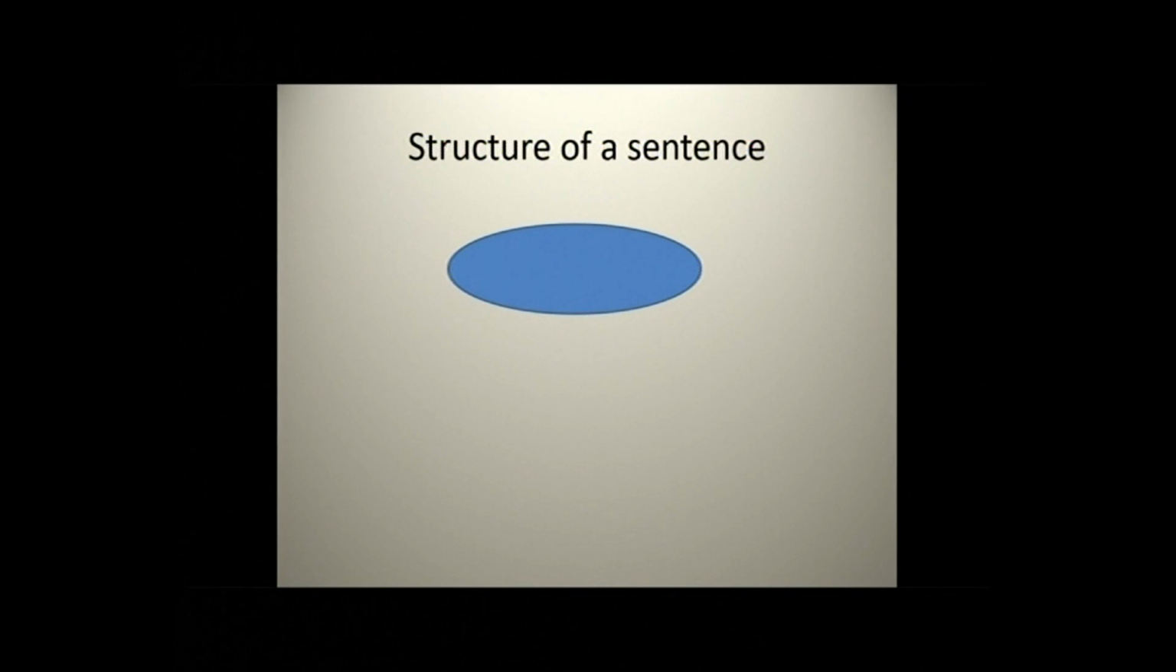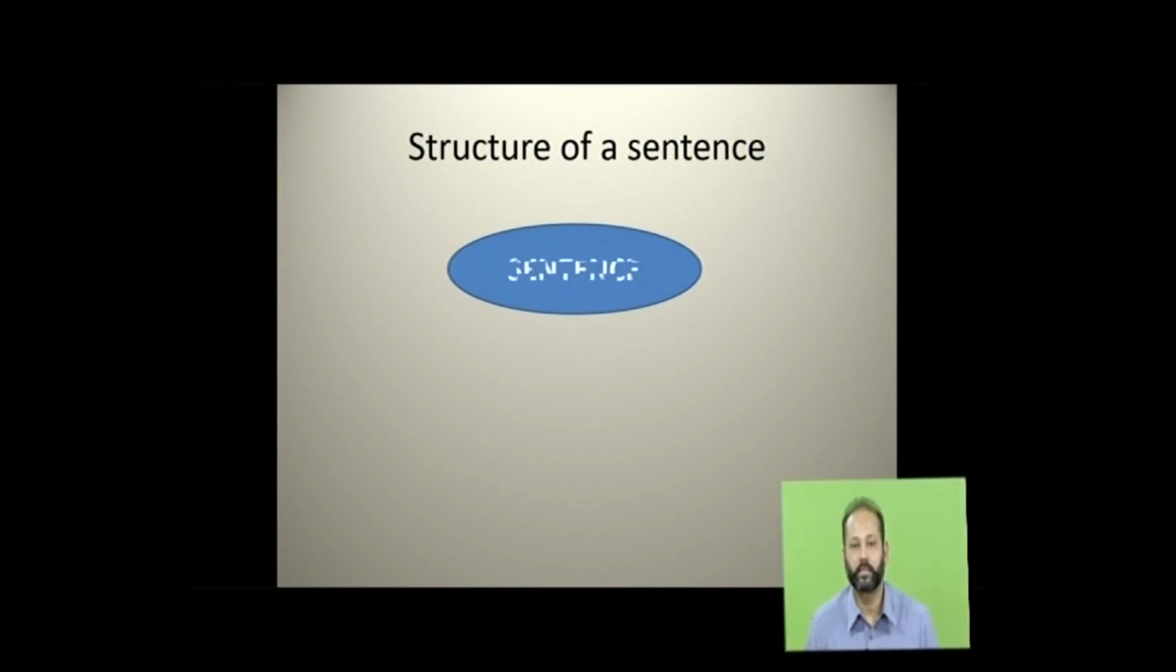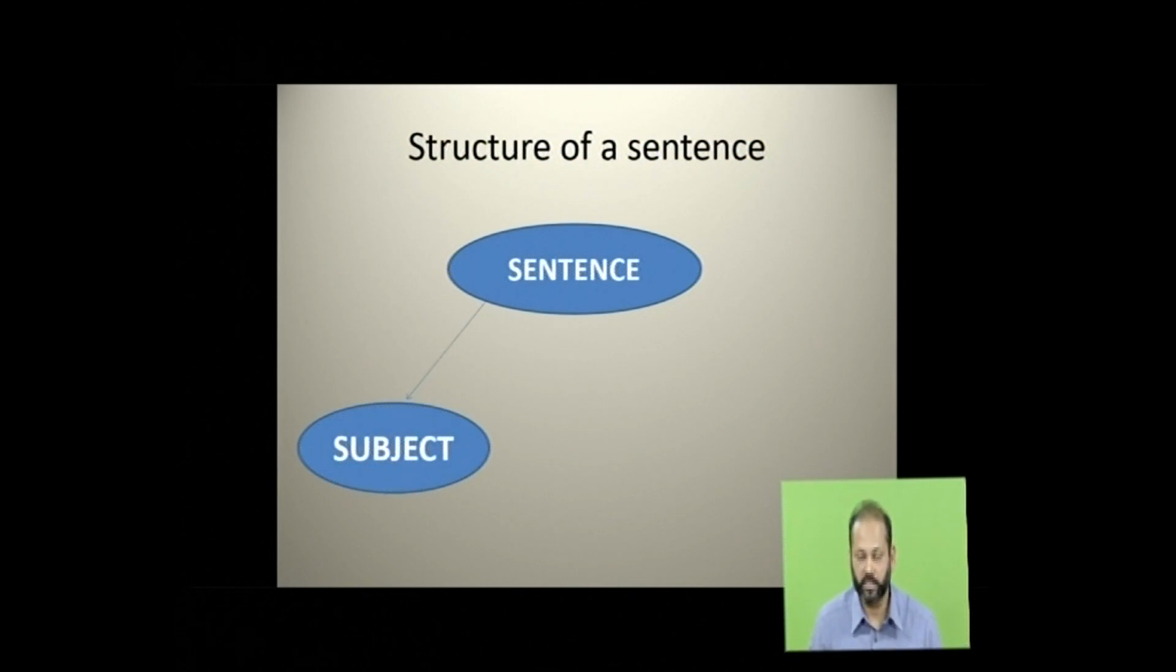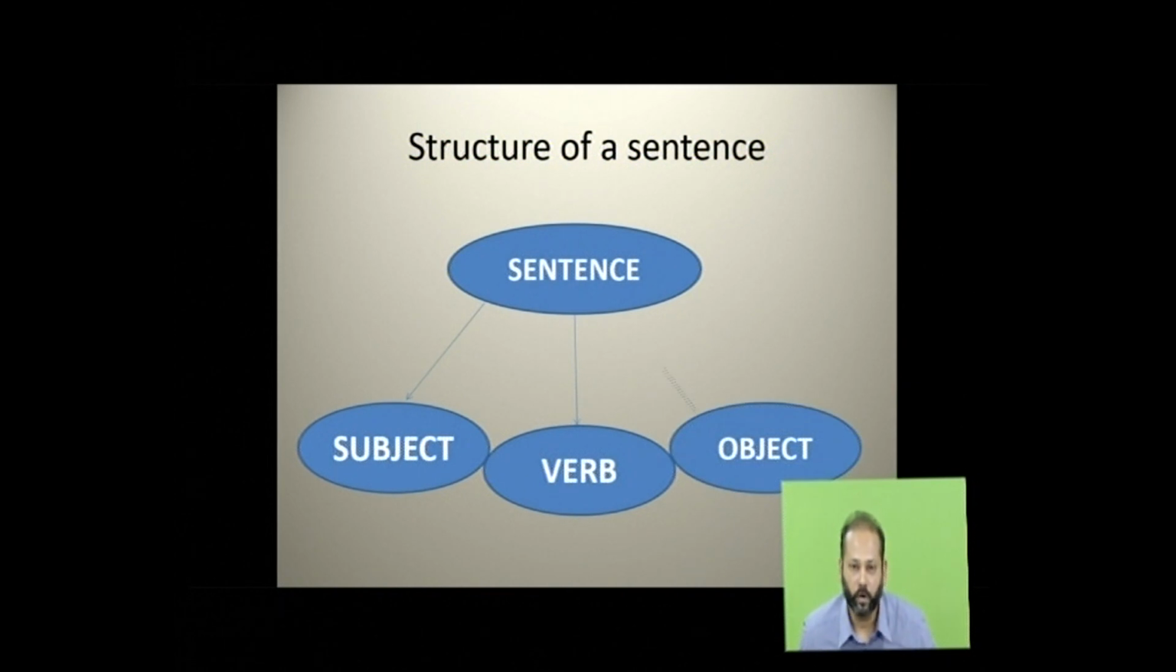Now students, let's come to the important thing. Structure of a sentence. Do you know what is the structure of a sentence? A sentence comprises three parts. First part is called the subject, then verb, and then we have object. I hope you know this thing, subject, verb and object.